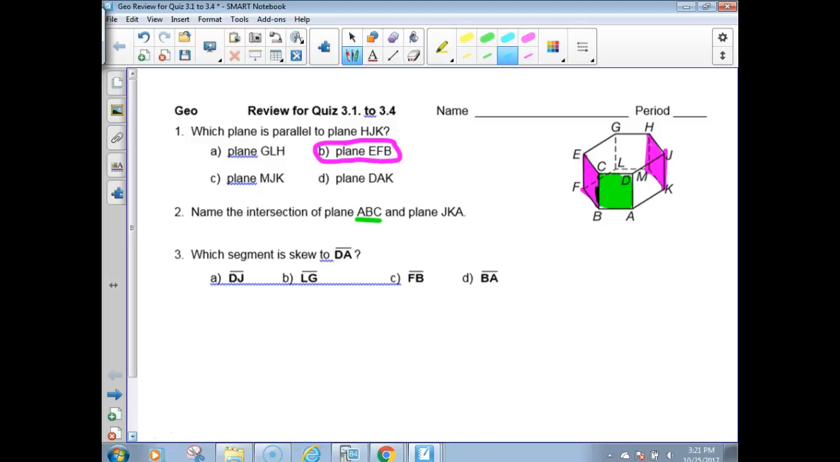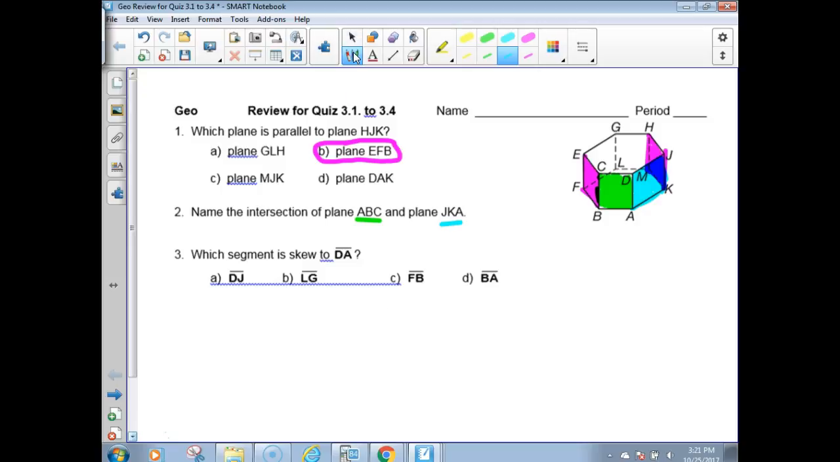Plane JKA, where is that? Oh, there it is, JKA, that'd be right here, this whole side. All right, now, where are the green and the blue meeting? You see the A and the D?